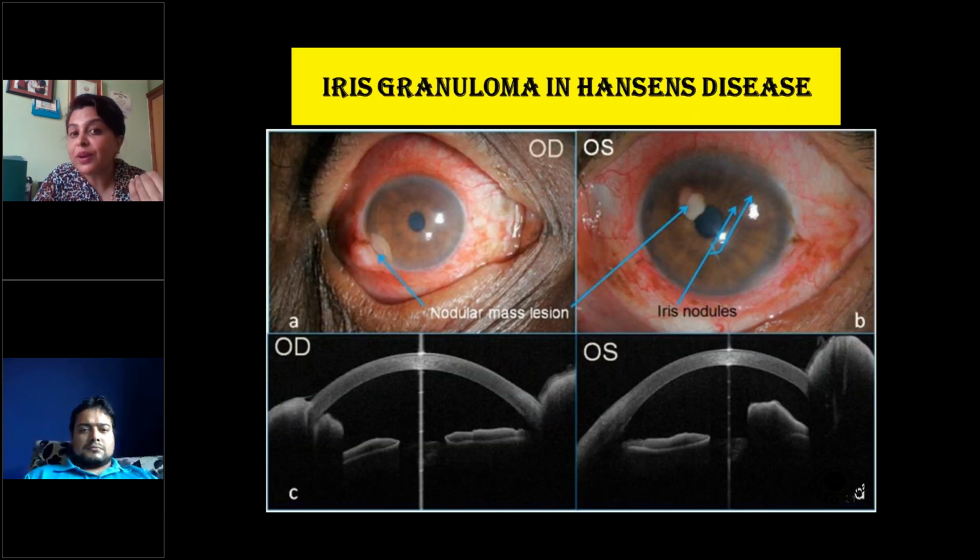Many of the time they may present with granuloma, like in this case with Hansen's disease. The granuloma at the angle can be detected not only clinically but also with the help of anterior segment OCT. The same applies for the pupillary margin granuloma.